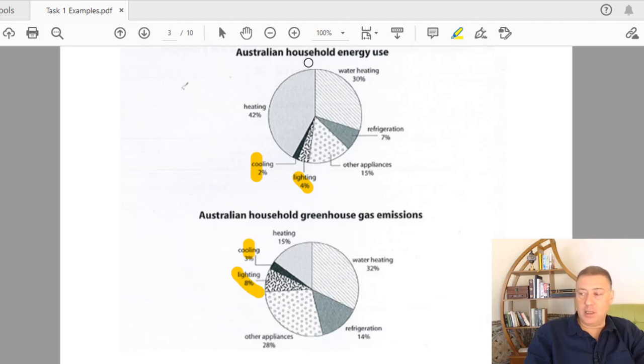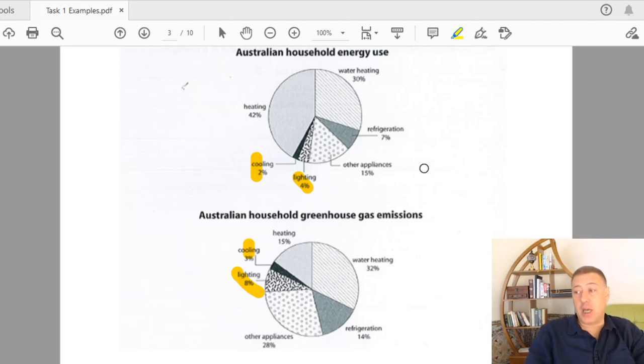Now, are these things related? Yes and no. You definitely wouldn't consider an increase, so if you look at household energy use and greenhouse gas, let's look at heating. It's 42% of energy use and 15% of greenhouse gas emissions. Water heating is 30% of energy use and 32% of greenhouse gas emissions. So what you want to talk about is the differences in those. So while heating makes up 42% of household energy use, it only accounts for 15% of household greenhouse gas emissions. So making these types of comparisons is what you want to do.